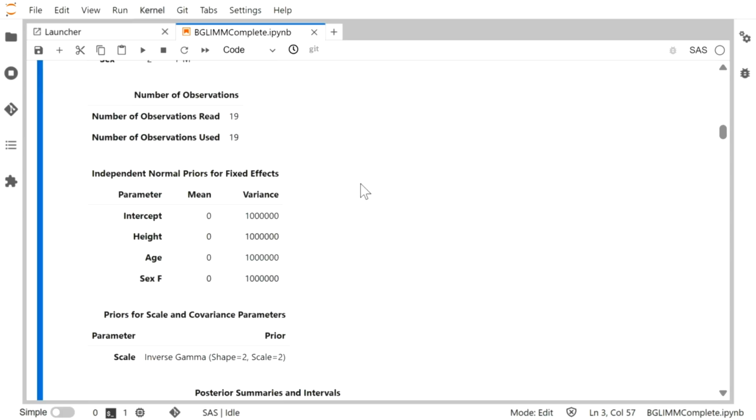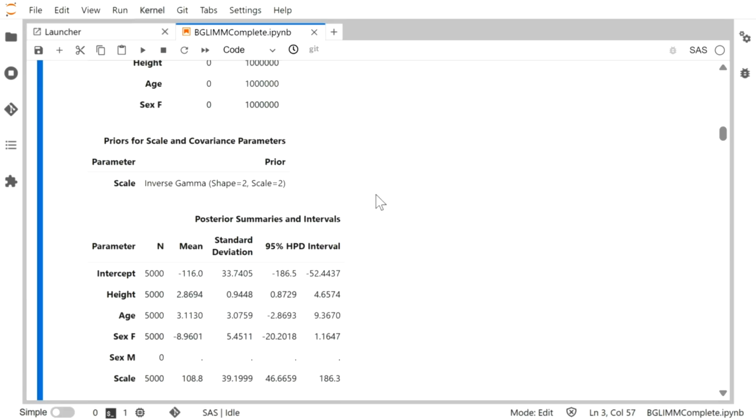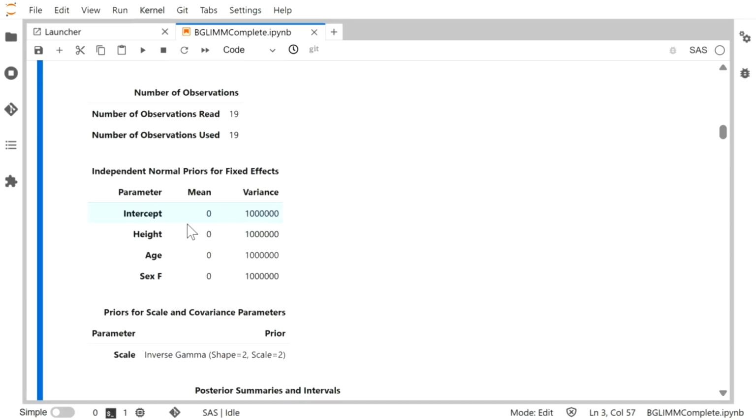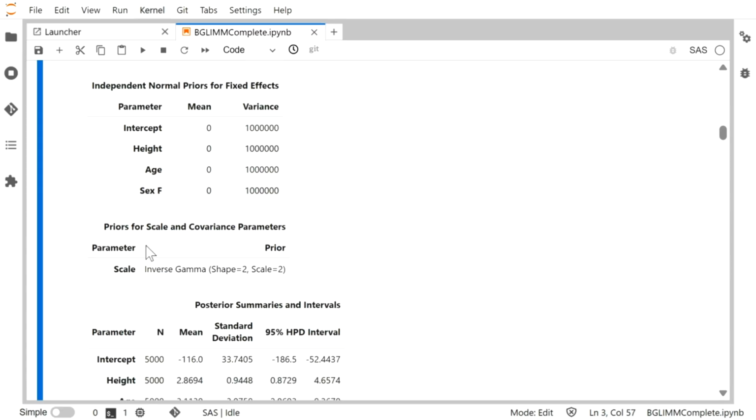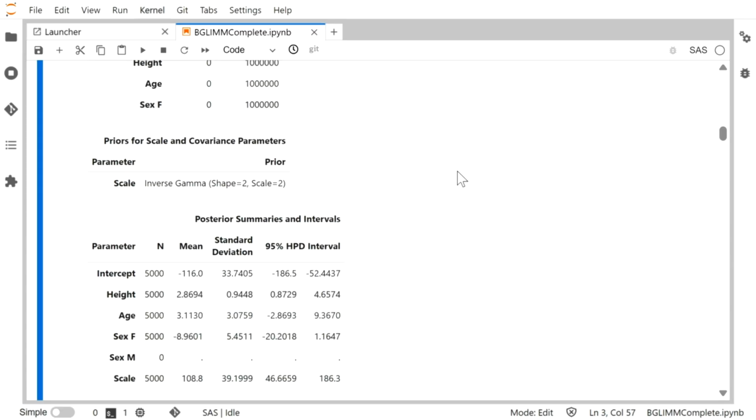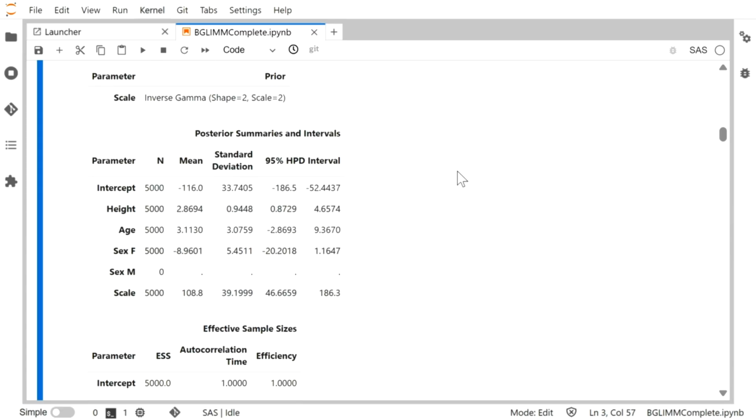There's my random seed. There's my priors. There's my scale. So it's using an inverse gamma, and it's using a normal for the betas. It's using an inverse gamma for my variance component. There's my posterior summaries and intervals.